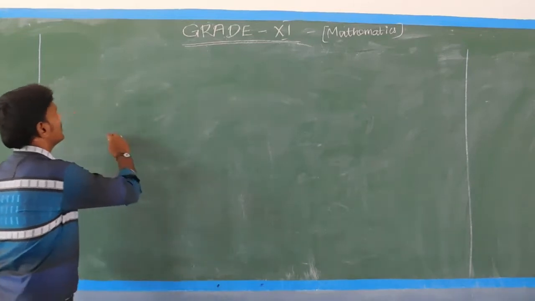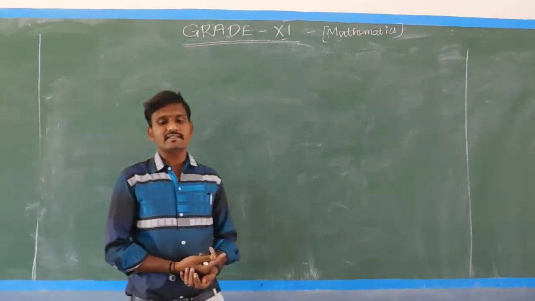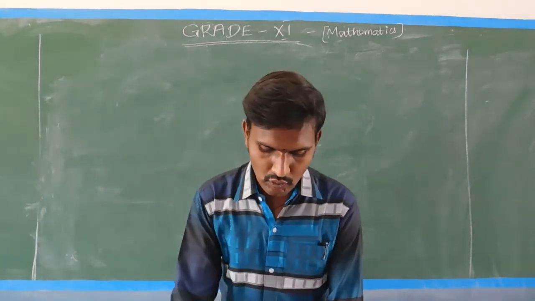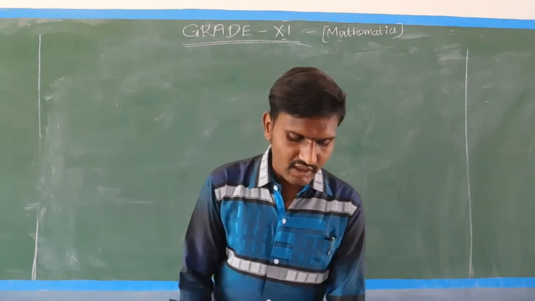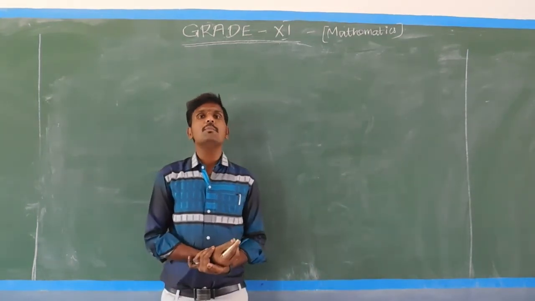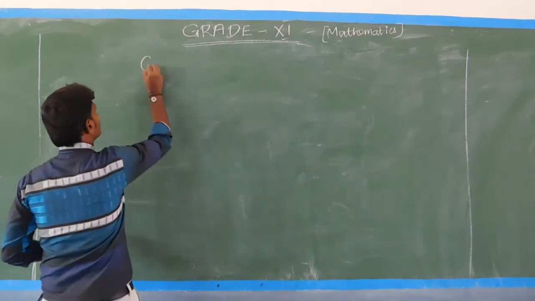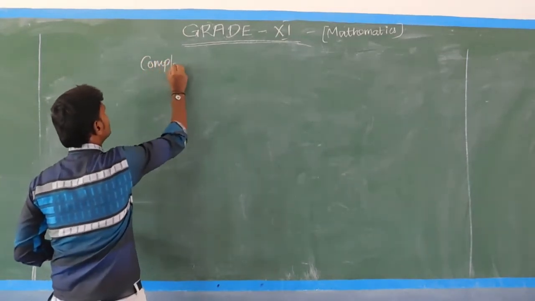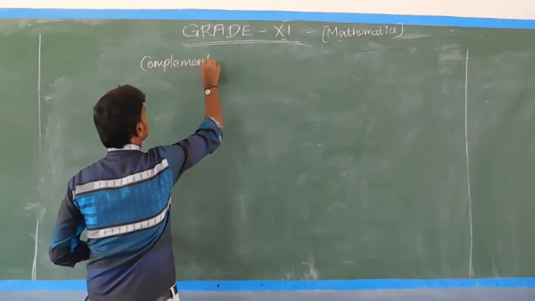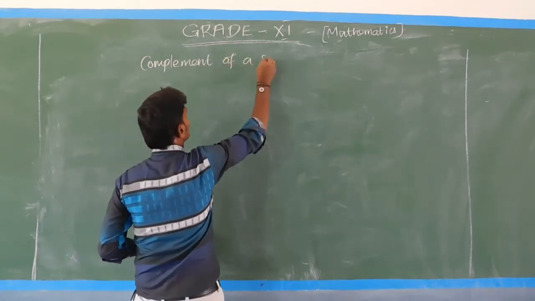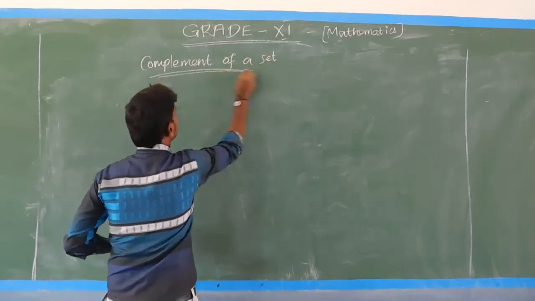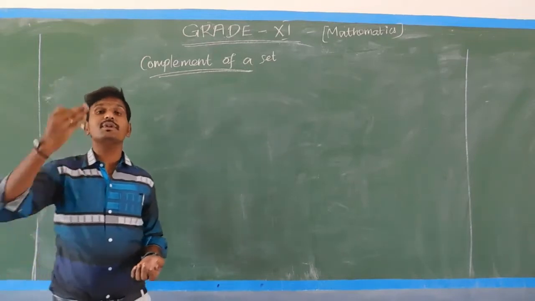Now we have already completed exercises 1.1 to 1.4. Now coming to the new topic, which is complement of a set. What is your new topic? Complement of a set. So this is also the same pattern as the previous exercise.